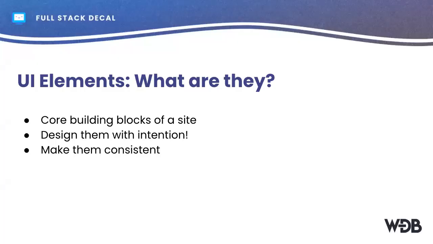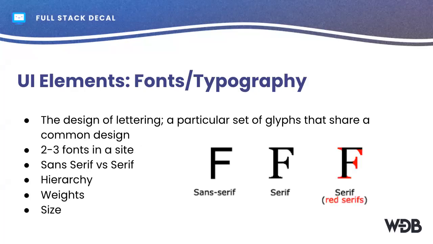Okay, now that we've talked about what they are, let's talk a little bit about UI elements. So essentially a website is a bunch of building blocks put together in an organized fashion to make it look nice and flow together really nicely. These building blocks are UI elements. And you want to make sure that you design them with intention and you make them consistent. So now we'll just go through what some UI elements are.